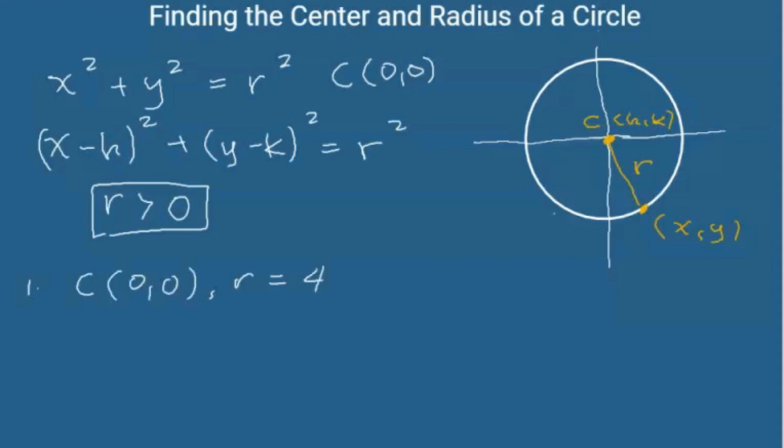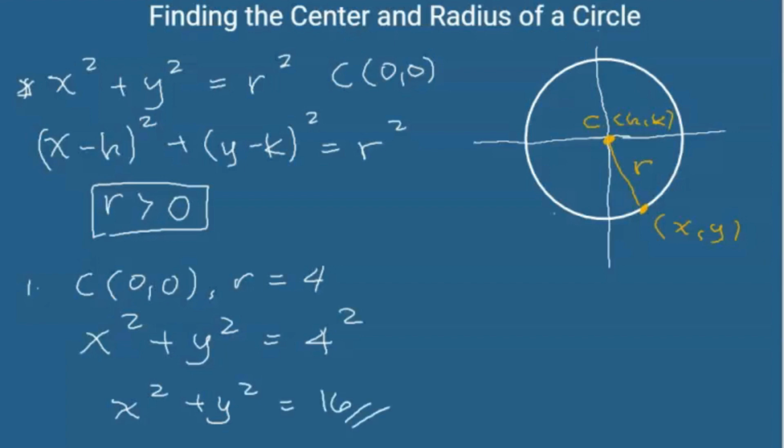So let's try to solve some problems. Find the equation of a circle whose center is at the origin with a radius 4. Since the center is at the origin, the equation we're going to use is the first one. So it's going to be x squared plus y squared is equal to 4 squared. So the answer is x squared plus y squared is equal to 16.